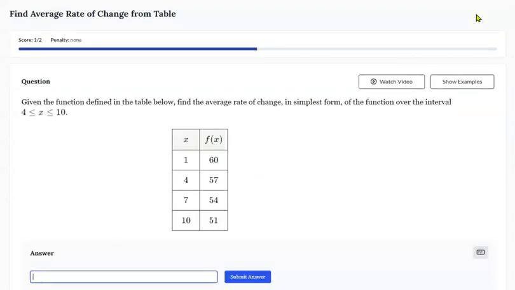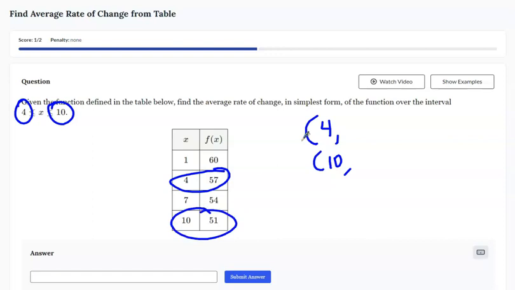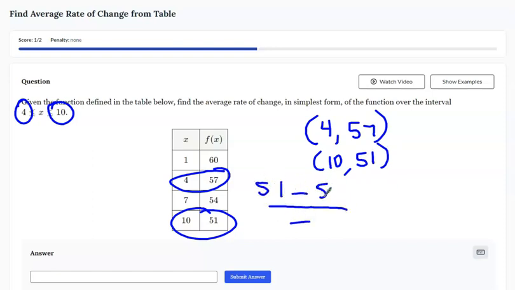Let's try this one more time. Identify the x coordinates from the interval that's given, and use those x coordinates to find the y values from the table. So we've got 4 and 57, and 10 and 51. Set up your slope fraction, y minus y over x minus x, and compute. Use a calculator to check your work.